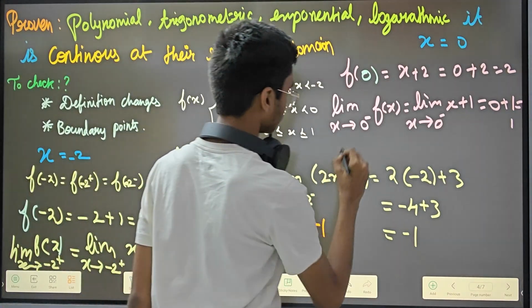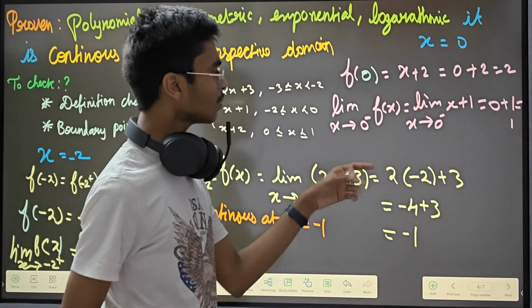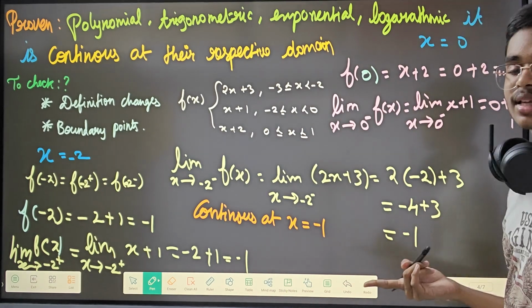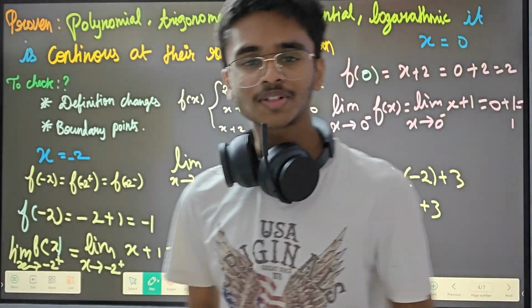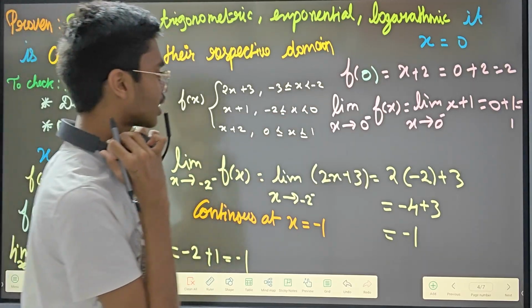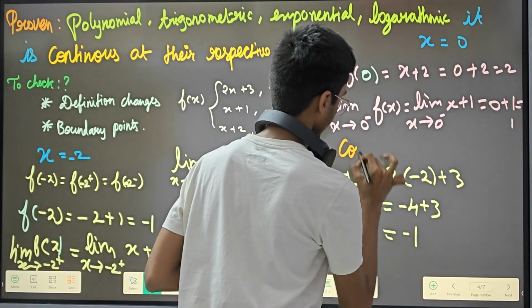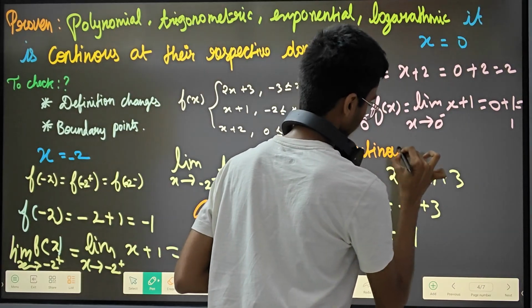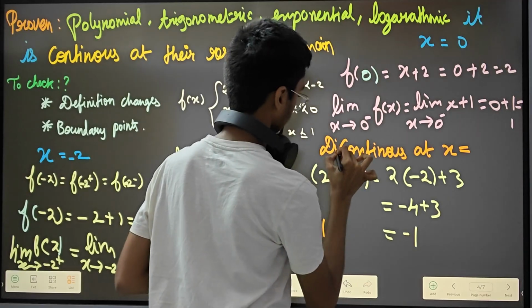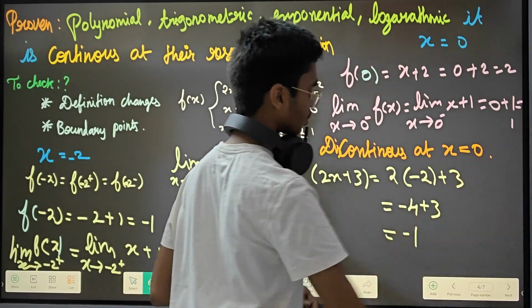Within that you can just say it like that, but if you want to prove it, you also have to get limit x tends to 0 plus. We need not get it here, but in your answer paper you have to write it. So, discontinuous at x is equal to 0.